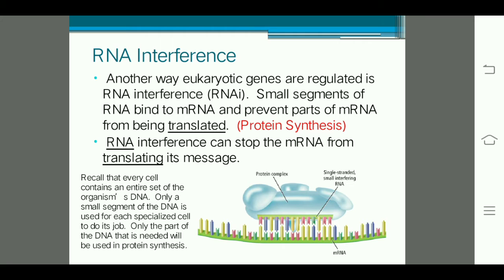RNA interference. Another way eukaryotic genes are regulated is RNA interference. Small segments of RNA bind to mRNA and prevent several parts of the mRNA from being translated. RNA interference can stop the mRNA from translating its message.